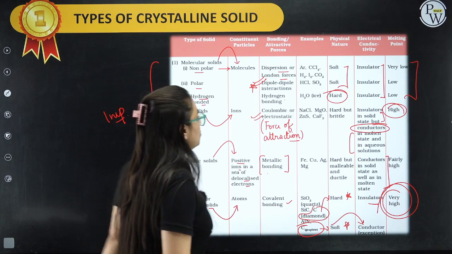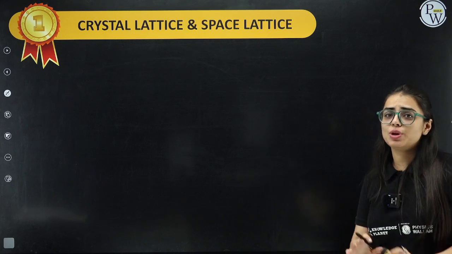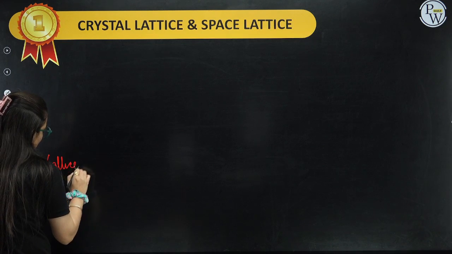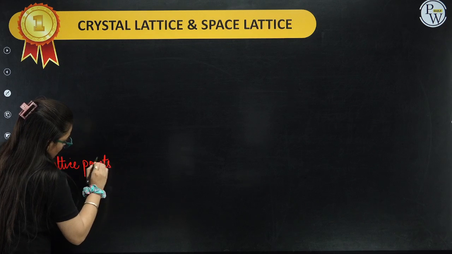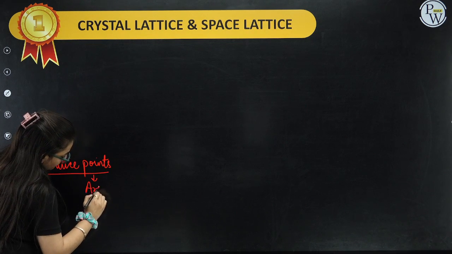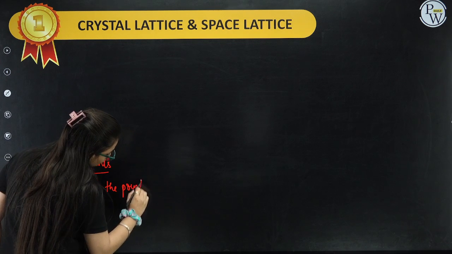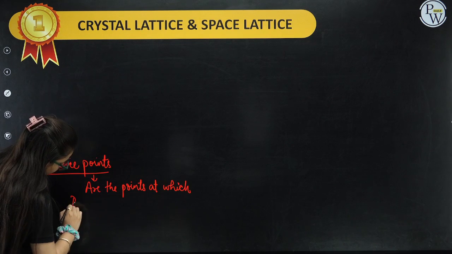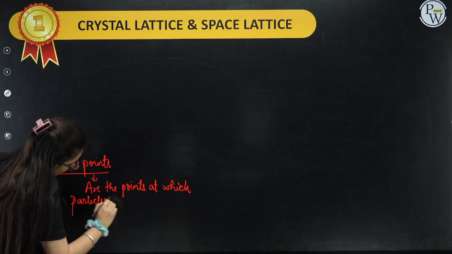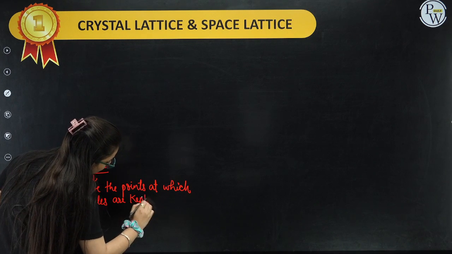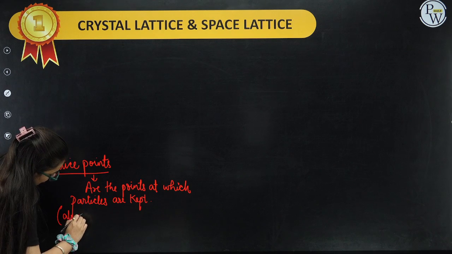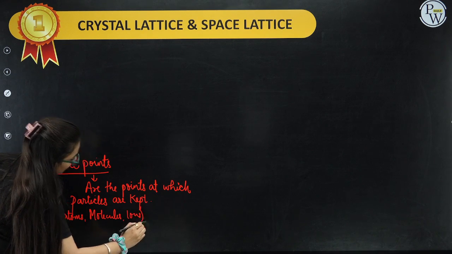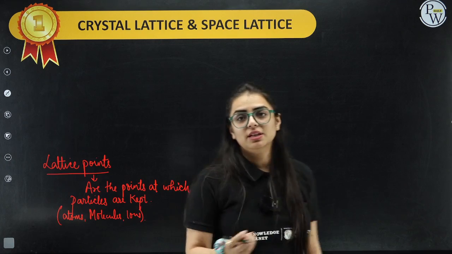Okay. Moving on to the next one, what do we have now? Crystal lattice and space lattice. First of all, let us understand the word lattice, or I would say the lattice points. Lattice points basically are the points at which particles are kept. Over here, the term particles stands for atoms, molecules, or ions. The points at which all of these are kept is referred to as your lattice point.